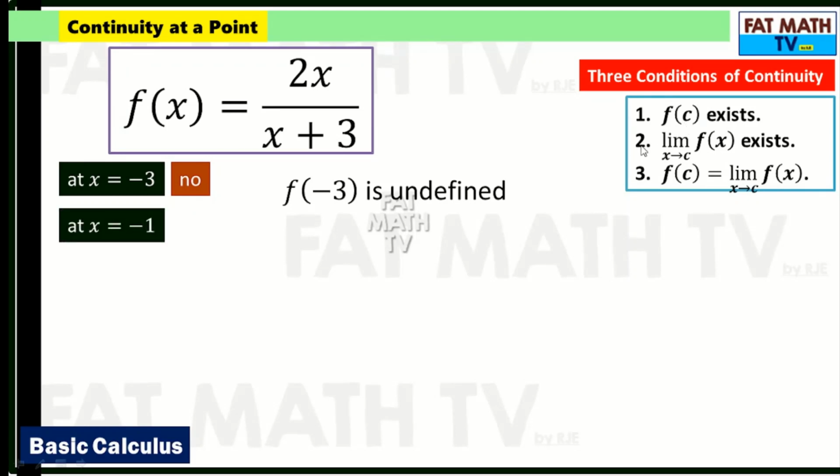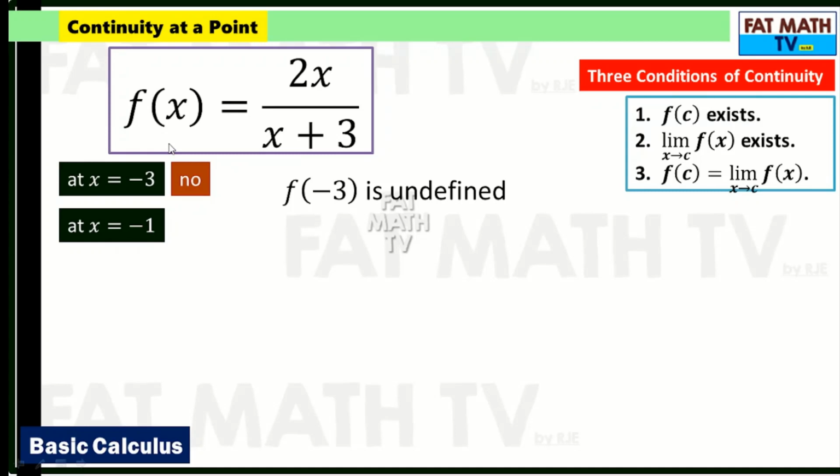So you don't need to check 2 and 3. But if you wish to check 2 and 3, then number 2, the limit also does not exist. And of course, number 3 will not be satisfied. How about at x equals negative 1?